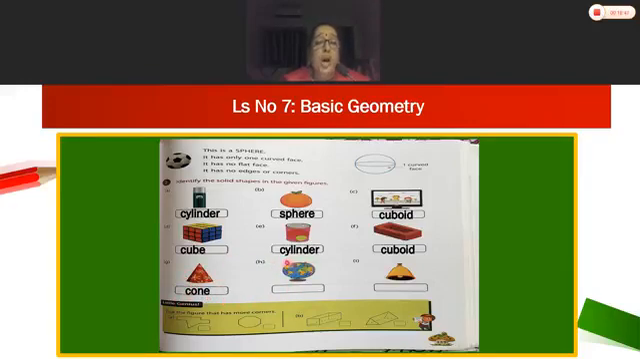Now here. It is round. So sphere. What is the shape? Sphere. Last one. The shape is like a cone. So it is cone. So we have learned basic geometry part 1.